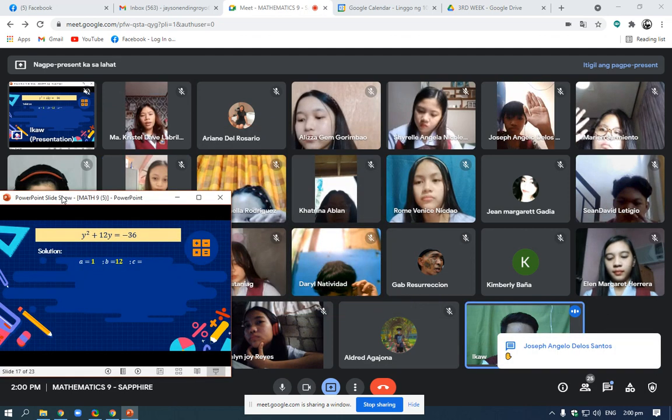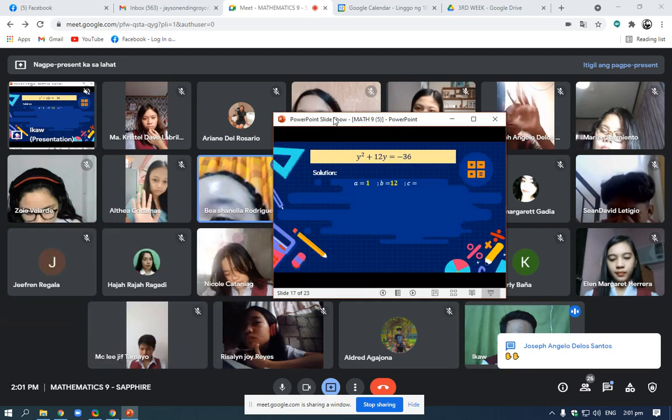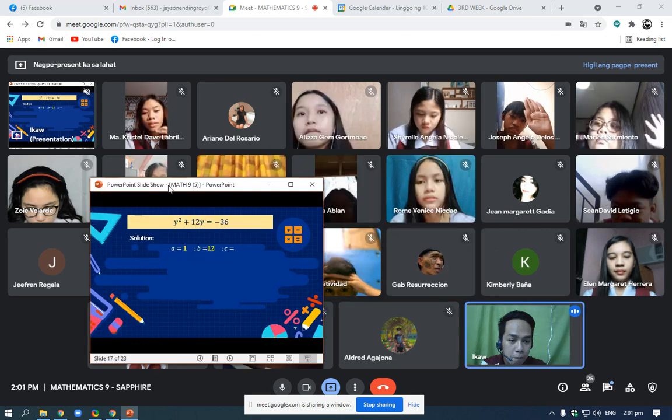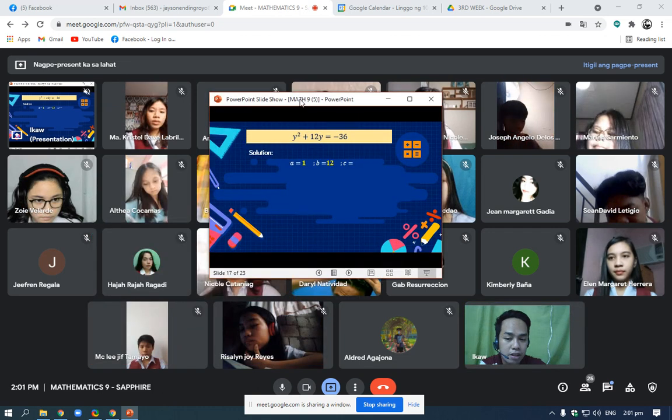Bea? Quadratic equation po ba? Quadratic equation. Okay? Itong given natin, that is still a quadratic equation. But what do we call the form ax squared plus bx plus c equals 0? Yes, Joseph. Kailangan po siya standard form. Okay, standard form. Take note of that. The word standard. Okay? Standard form of a quadratic equation. Take note of that, ha?